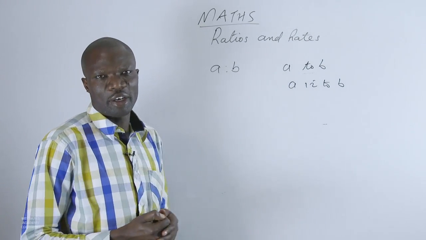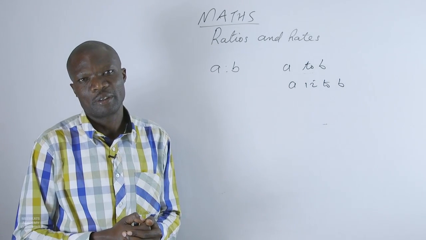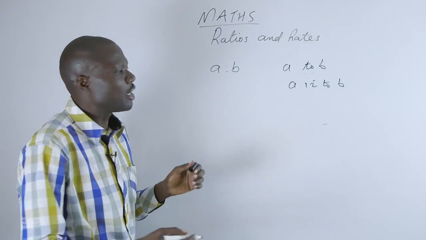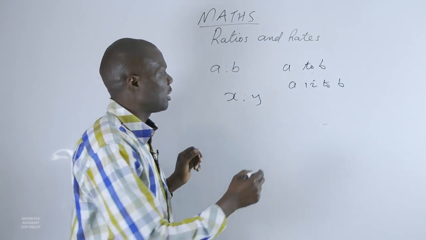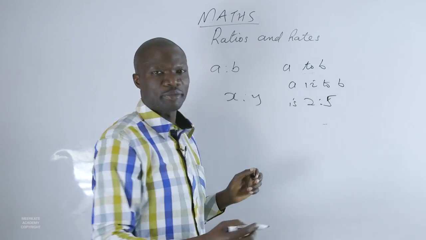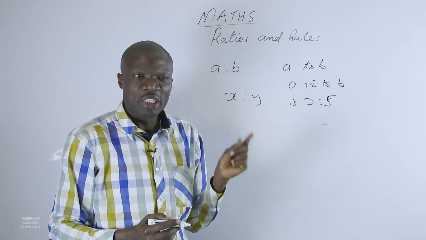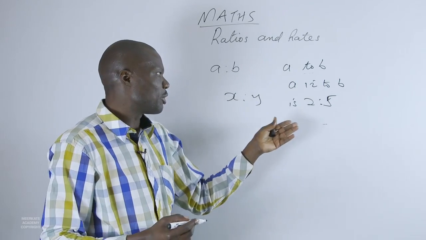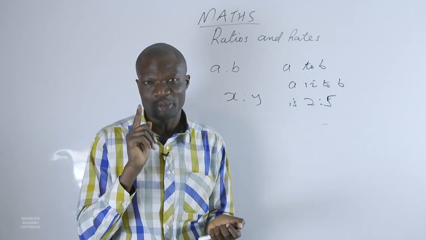Now, the order at which the ratio is written is very, very important. If they tell you the ratio of x to y is 2 to 5, then you cannot say x to y is 5 to 2. Simply, what belongs to x is given to x and what belongs to y is given to y. So the order of writing ratio is very, very important.